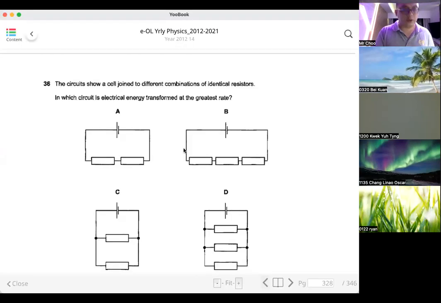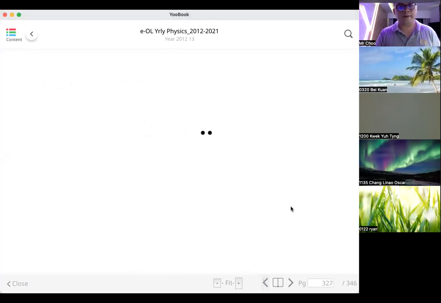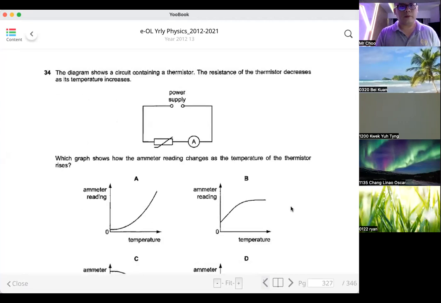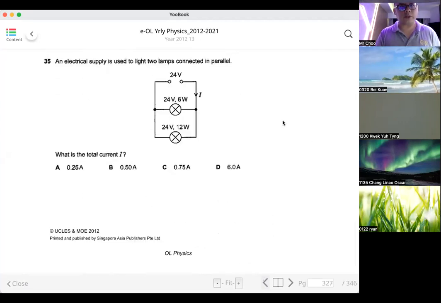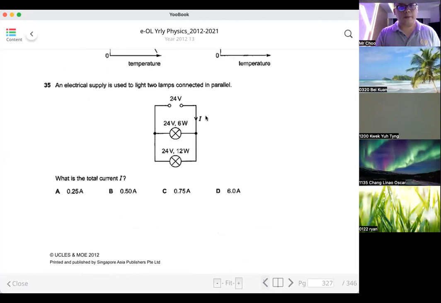Okay, so today we're going to do the MCQ questions. Let's do question 35 first. We have done this last time, so let's look at this question. Everybody, you may begin.